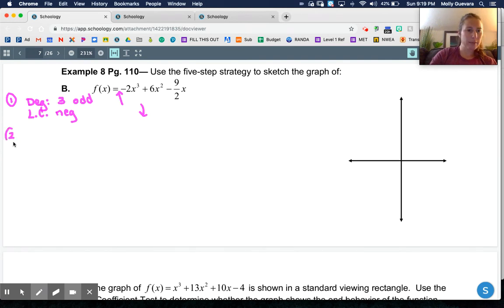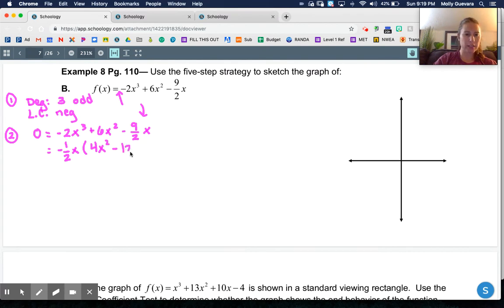Okay, second step is to find the x-intercept. So I'm going to set this equation equal to 0. Negative 2x cubed plus 6x squared minus 9 over 2x. Okay, so just to make this a little bit easier for us, I'm going to take out a negative 1/2 x. And so if I take that out, this becomes a positive 4x squared. This becomes a negative 12x. And this becomes a positive 9.